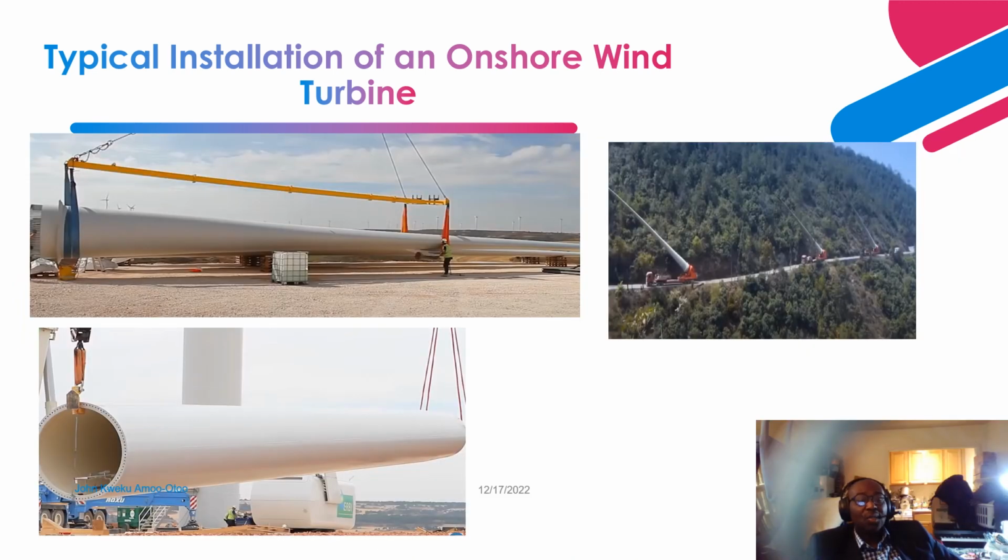Let's see, this is how the blades are transported, especially for onshore facilities. Basically this is the blade. And this is another form of transportation for the blade, how it is transported to the location where the wind turbine is being installed. And this shows the various sections of the tower that is being installed.